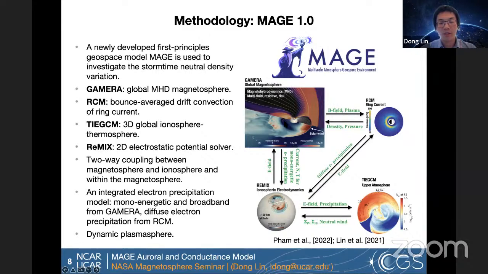When it gets close to the Earth, we know ideal MHD is no longer a good assumption. So we use the Rice Convection Model to deal with the ring current and the convection drift of electrons and ions in this inner magnetosphere region. And at the bottom, we use the TIEGCM model to deal with the plasma and the neutral dynamics as well as chemistry in the ionosphere-thermosphere. All these model components are two-way coupled through this REMIX module, which is responsible for the exchange of Pedersen current, precipitation, conductance, and the convection pattern, which is also the potential solver here.